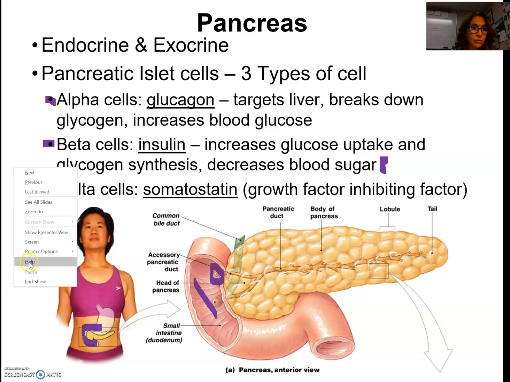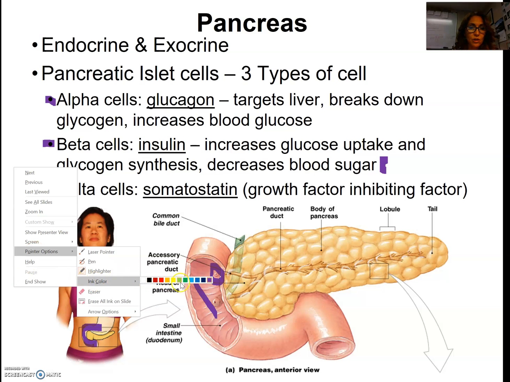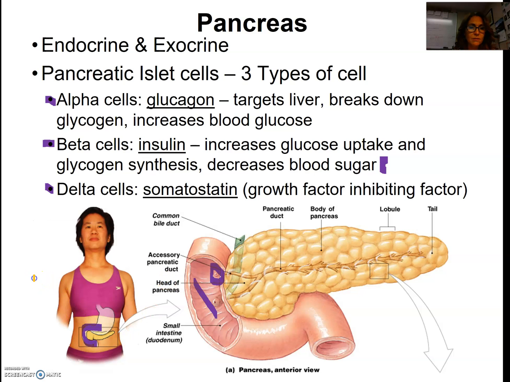You know, I thought I would try a different color, and the purple I don't think is working so well. So let's try orange next.